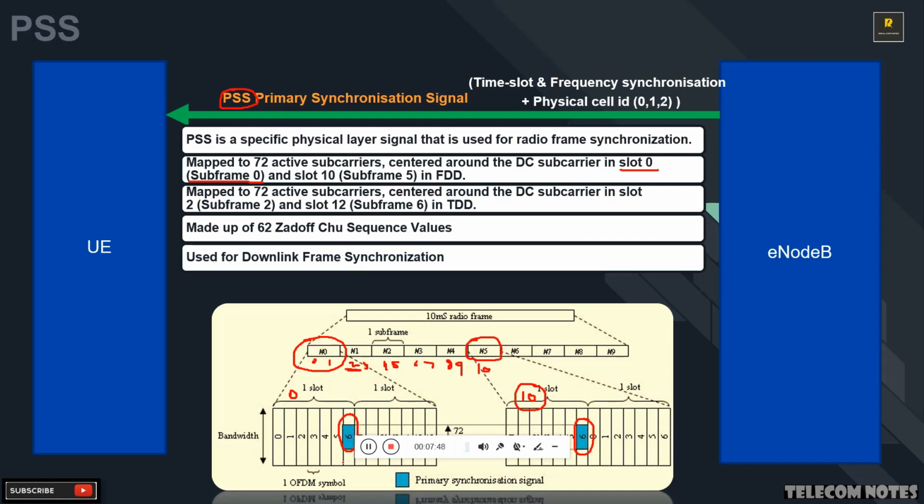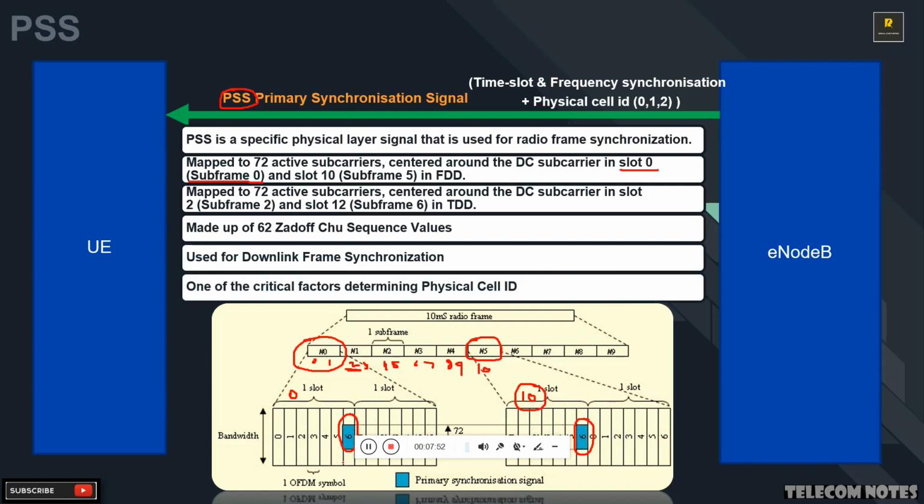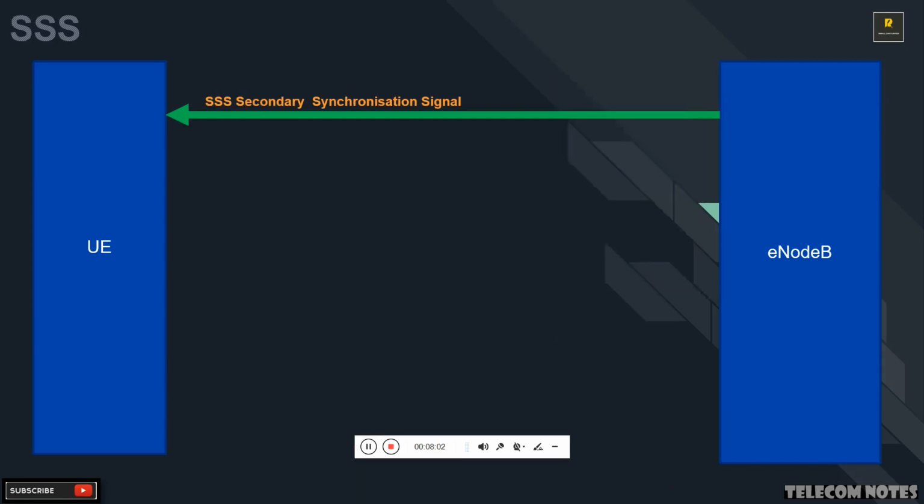Used for downlink frame synchronization. One of the critical factors is determining the PCI. It helps in taking out the PCI. After that, the eNode B sends the UE the secondary synchronization signal, that is SSS.